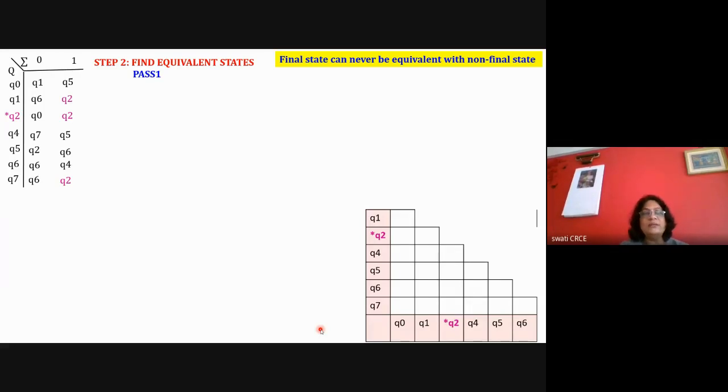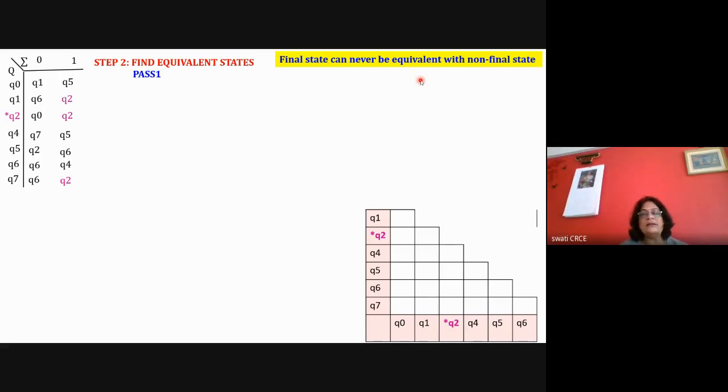Now the next important thing that you have to remember is the rule: whenever we are trying to find out the equivalent states, the final state can never be equivalent with the non-final state. If you are having any final state, that final state can never be equivalent with the non-final state. So we have clearly two distinctions: a set of final states and a set of non-final states. From that division, a final can be equivalent with a final, and a non-final can be equivalent with a non-final state. Okay, so any doubt in this?